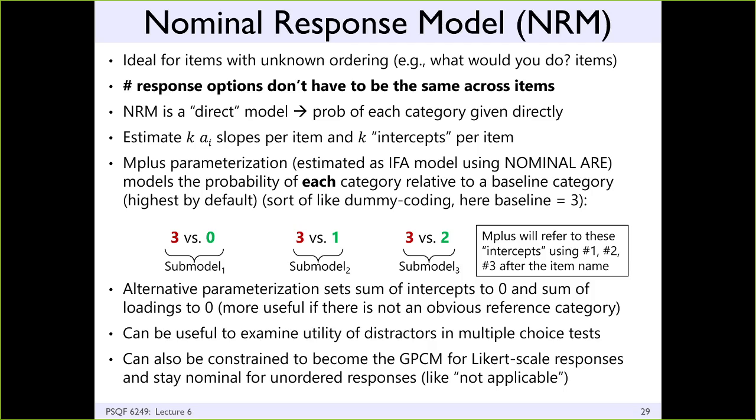Nominal means, yeah, I have no idea if these things are ordered, or I think that they're not ordered. But actually, the way that I think about nominal models is that they're not ordered from the participant's point of view, but they're ordered from your point of view.